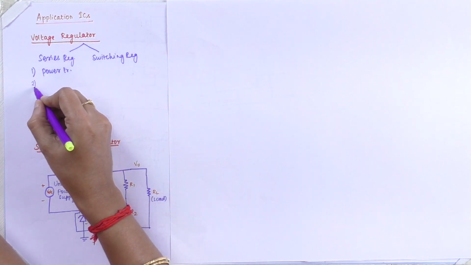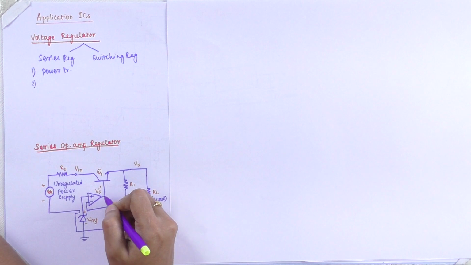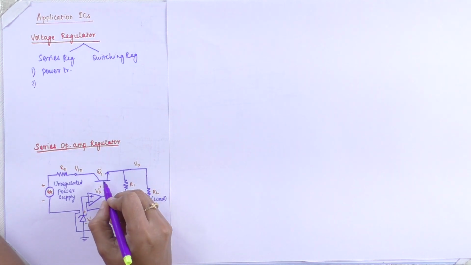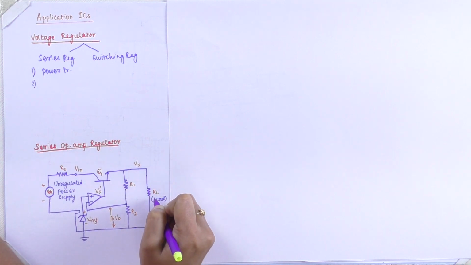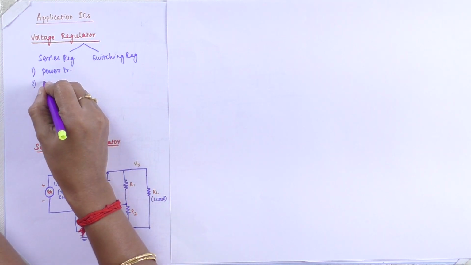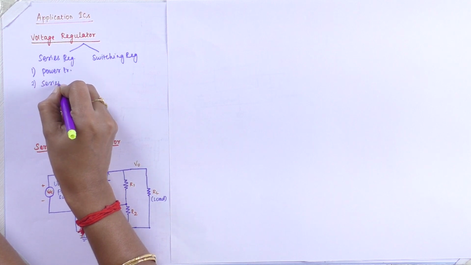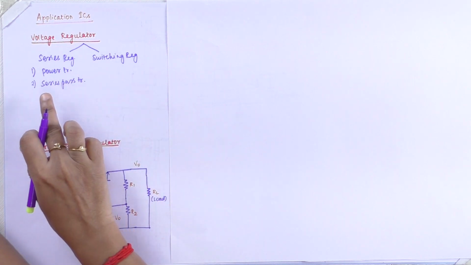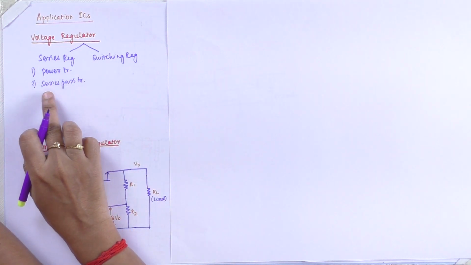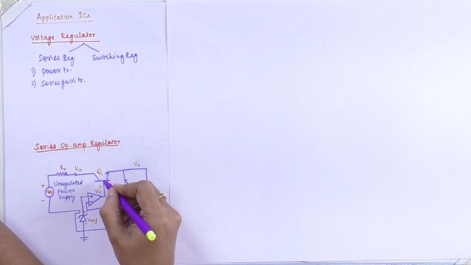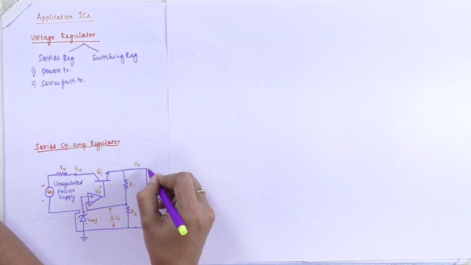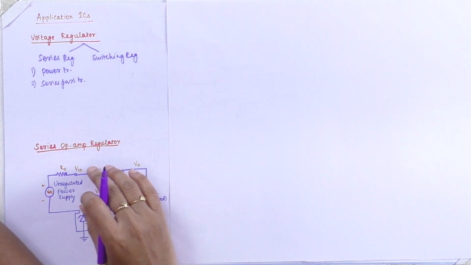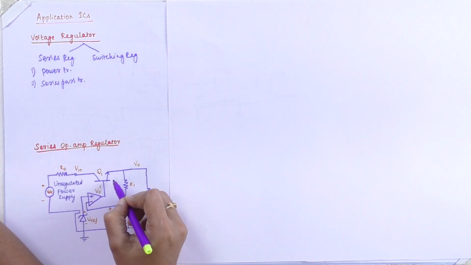Here the output voltage is controlled by the continuous voltage drop. This continuous voltage drop takes place across the series pass transistor. Again I am repeating, the output voltage V naught is controlled by the continuous voltage drop taking place across the series pass transistor.